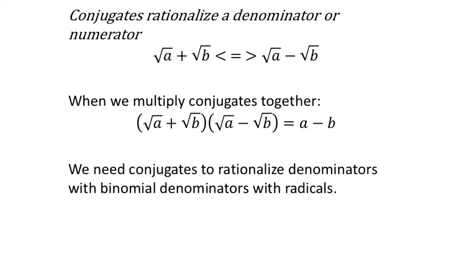So a conjugate, okay? So a conjugate, notice that this arrows go both ways right here. So if you have, it doesn't change the first term. It's just the operation between. So if you have addition, you're going to multiply, or you're going to use the subtraction as the conjugate.